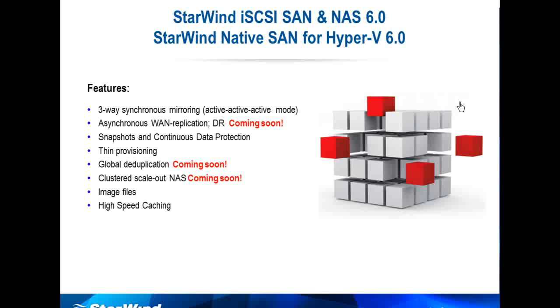Okay, let's move forward. Image files. Image files are like the VHDs for Microsoft. It's a virtual hard drive that is used to store data. The difference is that those image files are used to be shared over iSCSI with StarWind. Basically, it gives you flexibility.